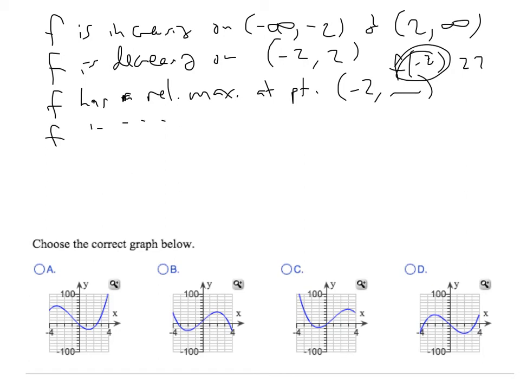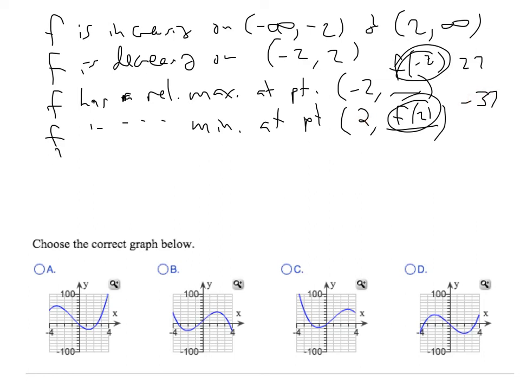F has a relative min at the point, well, we know the x coordinate's 2. We know the x coordinate's 2 from what we wrote on the previous slide, and so the y-coordinate is just f of 2, whatever that is. So we can plug 2 in for x into the original formula, and we get negative 37. So at the point with x-coordinate 2, y-coordinate negative 37, we'll have a relative minimum.